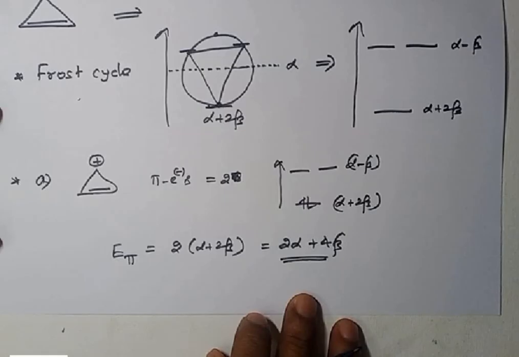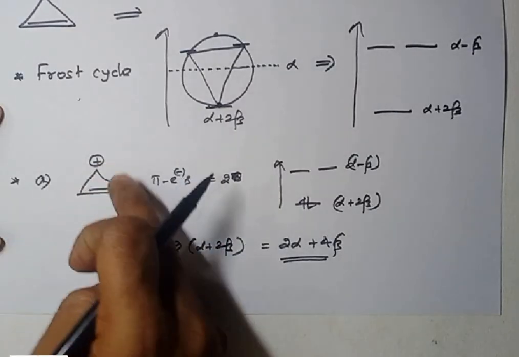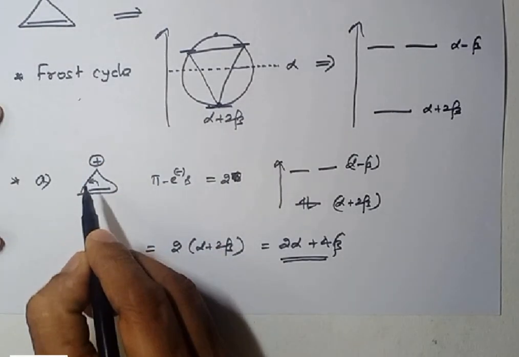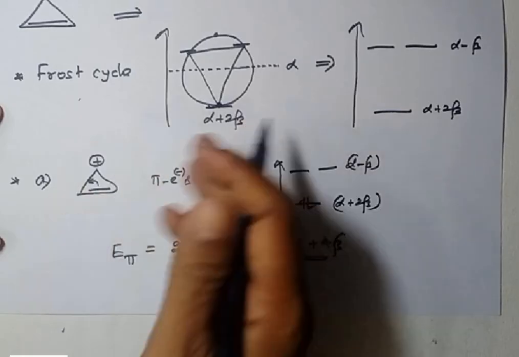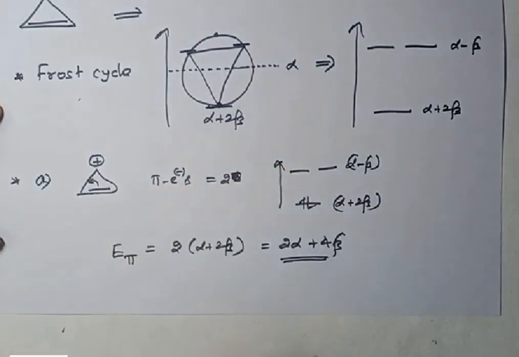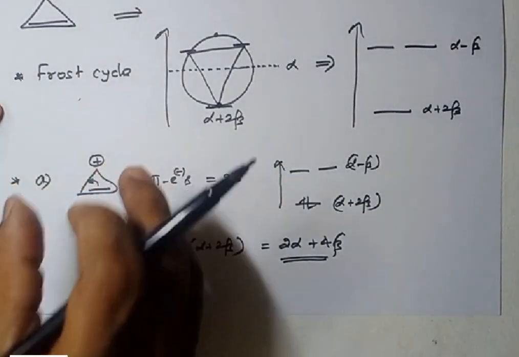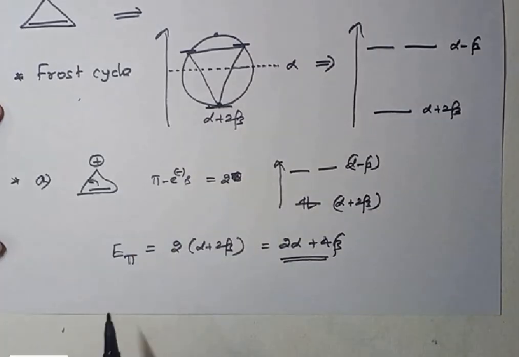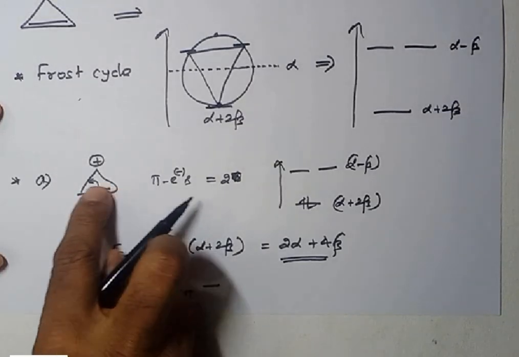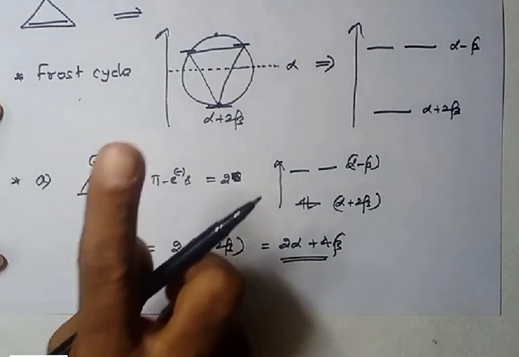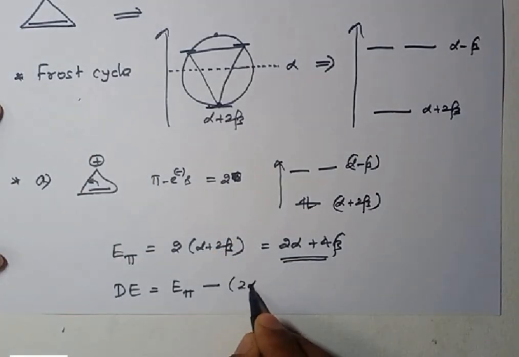Then what is the next step? It also undergoes delocalization, correct? I can shift this pi bond here, and then I get a carbocation here. I can write many possible resonance structures. So delocalization is there. What is the delocalization energy? Delocalization energy is the pi electronic energy minus the energy of an ethene-like system. I have one ethene-like system, and its energy is 2 alpha plus 2 beta.